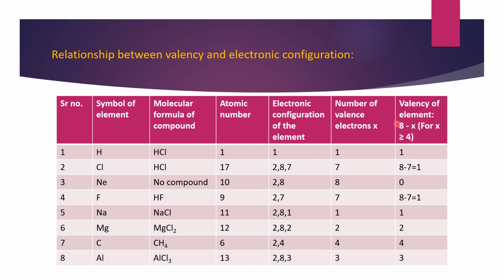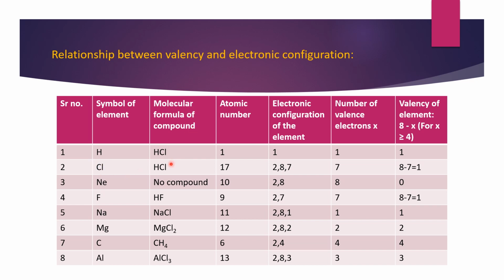Here a simple formula is given to decide the valency of an element: 8 minus x, for x greater than or equal to 4. When the valence electrons are greater than 4, we do 8 minus that number, and that gives us the valency of the element. If the number is less than 4, you can take it as it is. If it is 1, 2, 3 or 4, take it as it is. But if it is 5, 6, 7 or 8, you have to subtract it from 8, and that becomes the valency of the element.